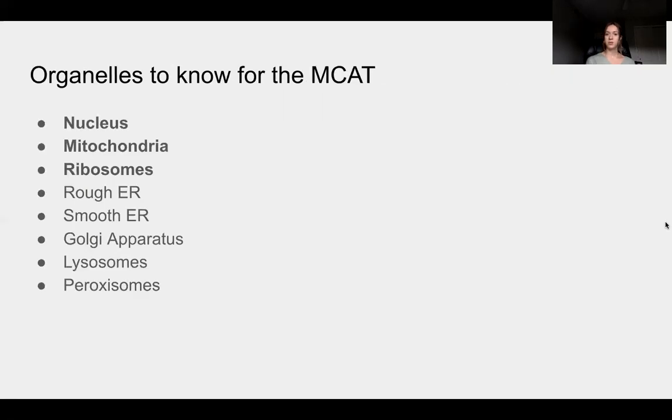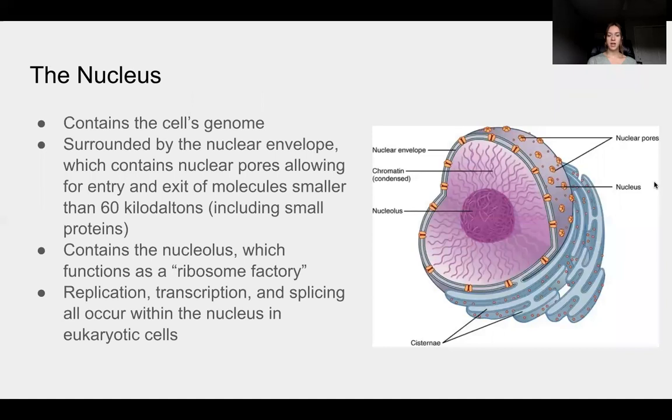So here are the organelles to know for the MCAT: the nucleus, the mitochondria, ribosomes, smooth ER, rough ER, Golgi apparatus, lysosomes, and peroxisomes. Right now I'm just going to talk about the nucleus, mitochondria, and ribosomes. The nucleus is where the cell's genome is found. It's surrounded by a nuclear envelope, which contains nuclear pores that allow entry and exit of molecules smaller than 60 kilodaltons. So something as big as a small protein can diffuse in and out of the nucleus through these pores.